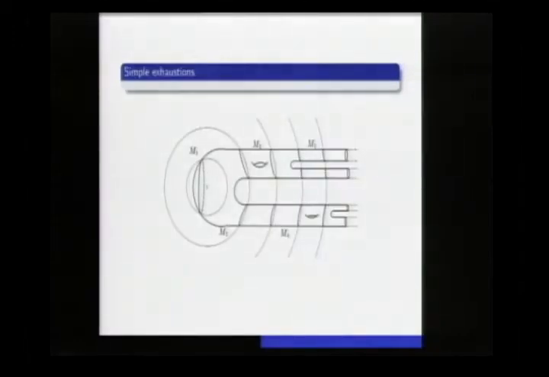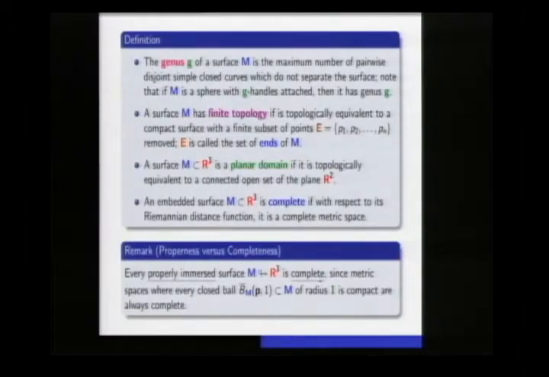Let me just review real fast. The genus of a surface is the maximum number of pairwise disjoint simple closed curves. It may be infinite. Finite topology surfaces are just a closed surface with a finite number of points removed, equivalently a finitely generated fundamental group. So finite genus, finite number of ends. Planar domains means a domain that can be parameterized by the plane.